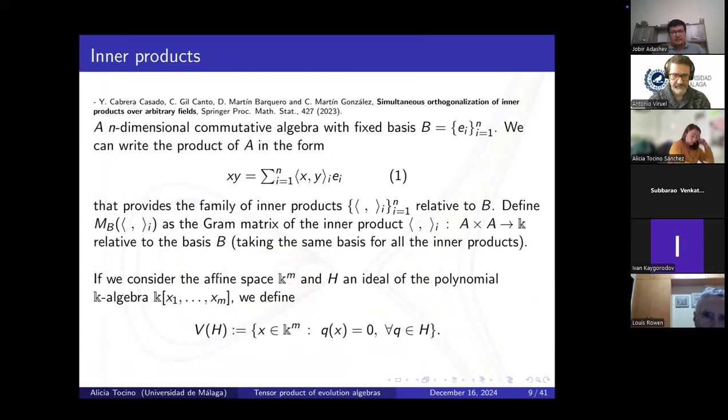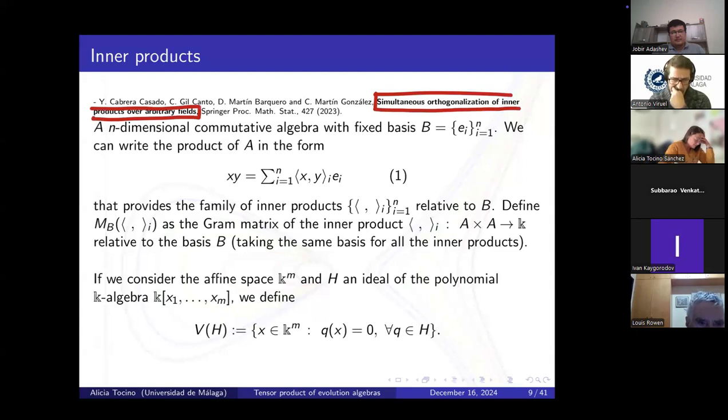Now we are going to define something that we are going to use throughout the talk, these inner products that can be obtained from the multiplication of a commutative algebra. Okay, so we are going to use the paper Simultaneous Orthogonalization of Inner Products over Arbitrary Fields from Yolanda Cabrera Casado, Cristóbal Gil Canto, Dolores Martín Barquero, and Cándido Martín González.